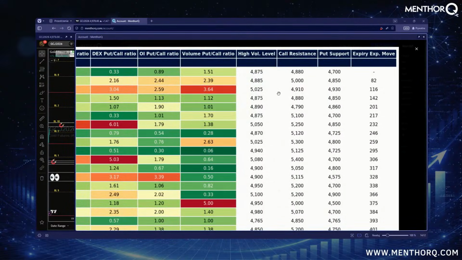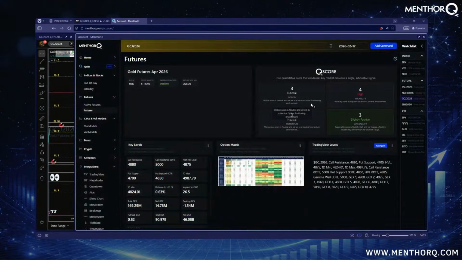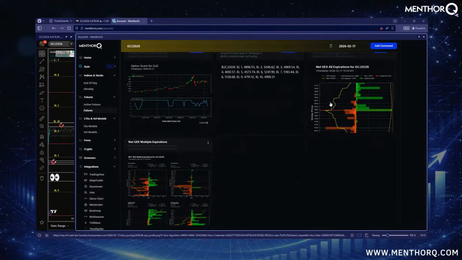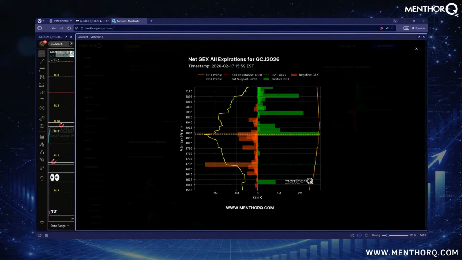Of course, predicted move for today around 82 points for the jet contract. So let's take a look at how it looks. Gamma expiration, whole chain: main support from the put side at 4700, around 4900 we have a big battle, and later pressure from positive bars, from positive gamma.